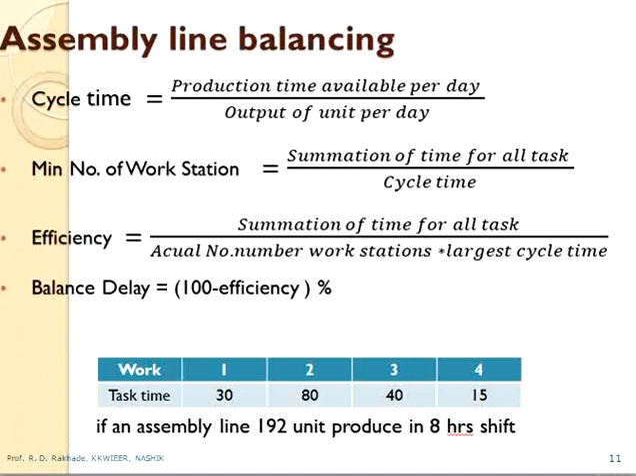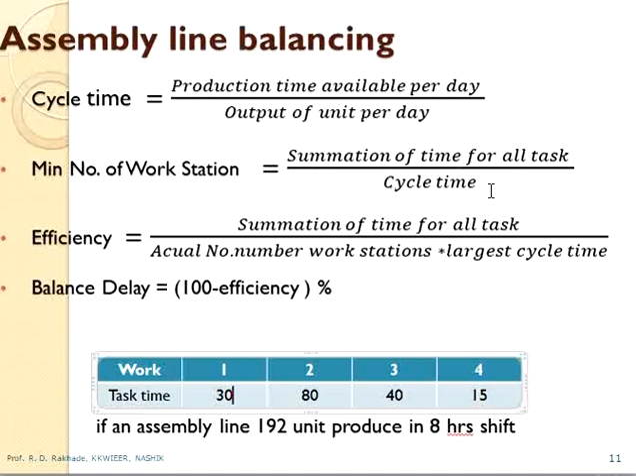So the basic formula is the summation of the time of all tasks. Suppose we consider there are 4 workstations and the time required for each workstation is 30, 80, 40 and 50. So efficiency is the summation of all time for all tasks, so the summation of 30, 80, 40 and 50, then the actual number of workstations, here 4, and the largest cycle time, here 80. Then the minimum number of workstations is equal to the summation of all tasks upon cycle time.